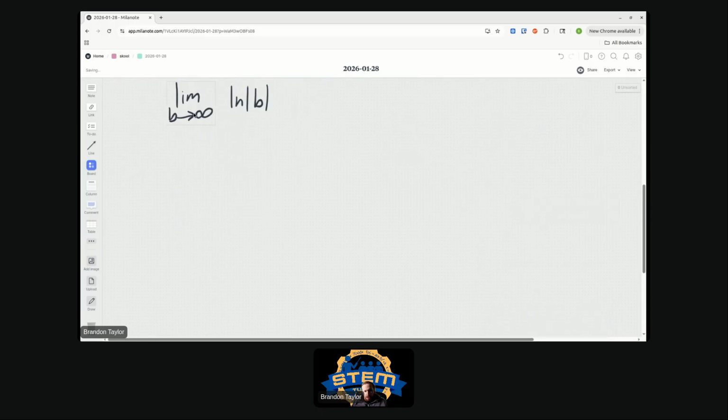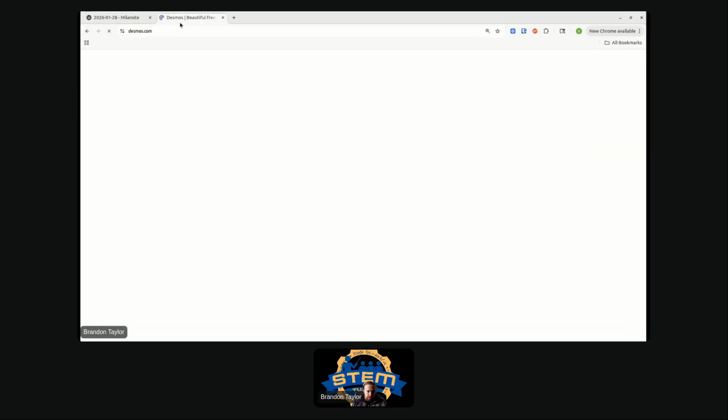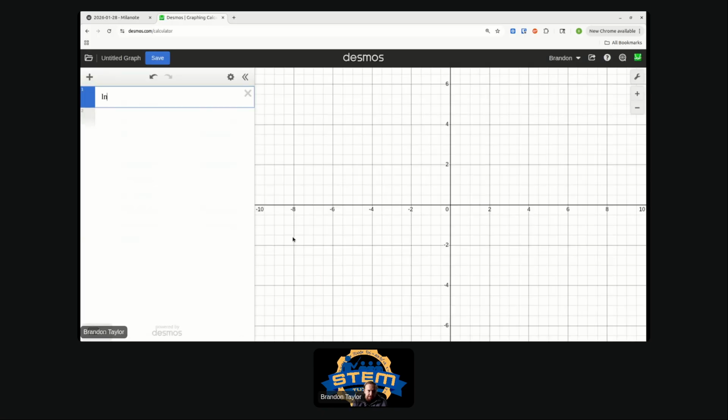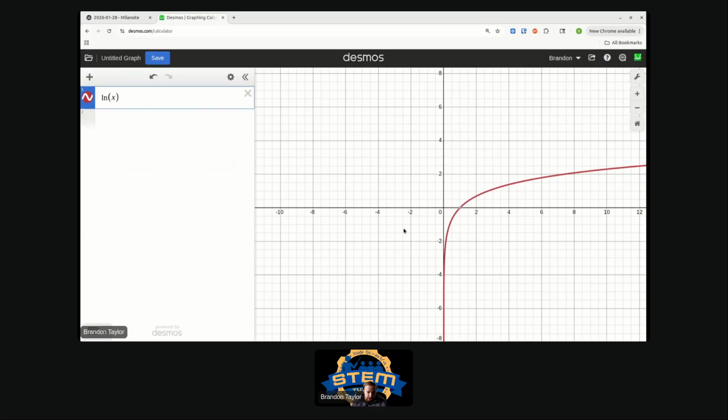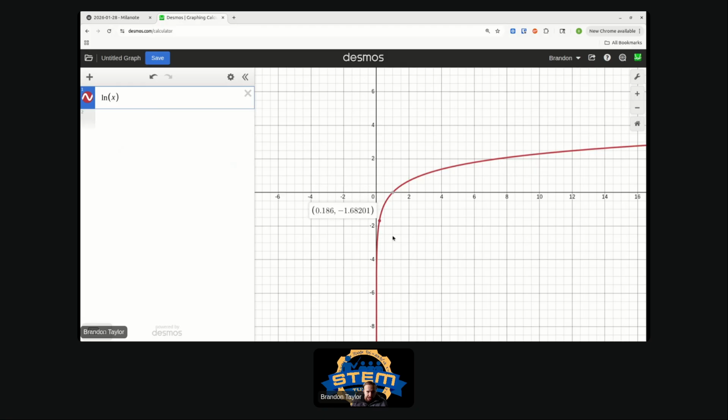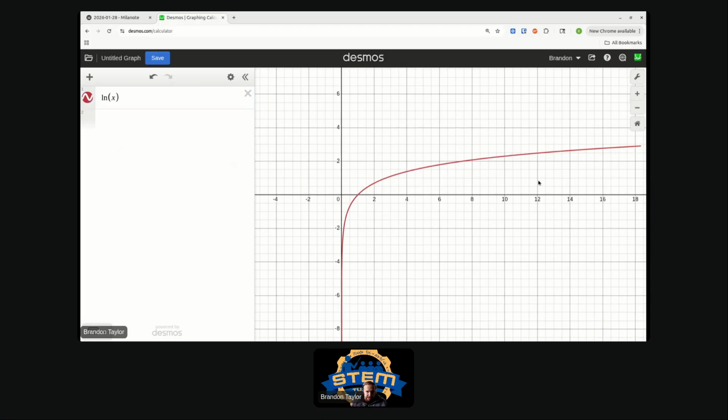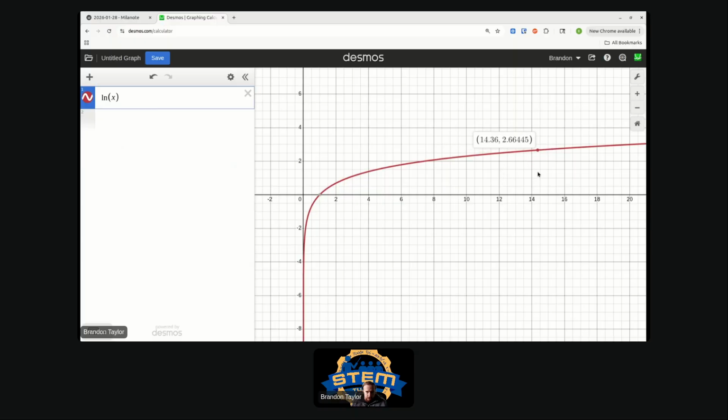So here, think about it. As b goes to infinity, what does the natural log of b do? The only way to do this is to really get familiar with what the natural log graph looks like. That's the most important part. So here, let me actually just graph natural log of x. You need to know that this is what the natural log graph looks like. So you might think that as we go to the right forever, that's what the limit as b goes to infinity or x goes to infinity represents.